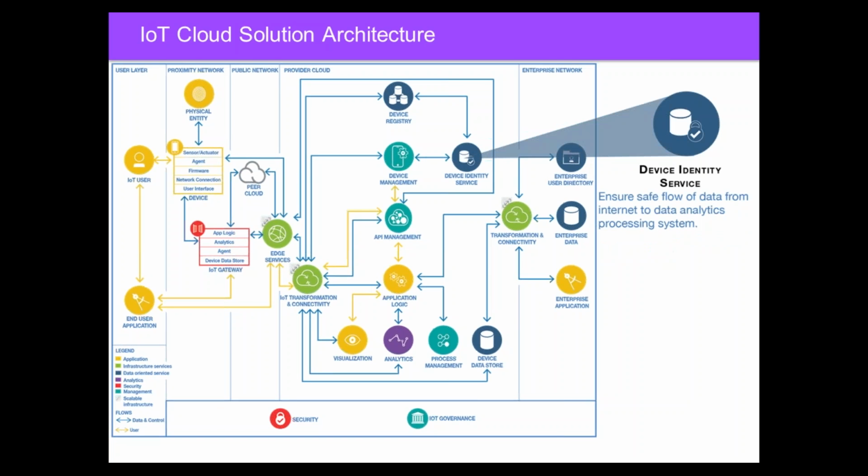If we move to the next slide, we have the device identity service, and this is how I can securely identify a device. I want to be able to ensure that I'm actually getting data from the right device and sending data to the right device. So this is an important aspect from a security perspective, making sure that the device is who it says it is. Next slide.